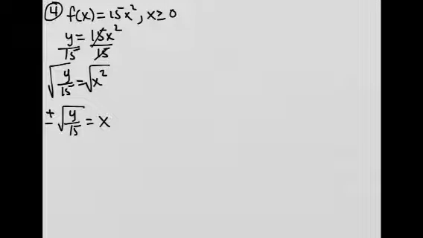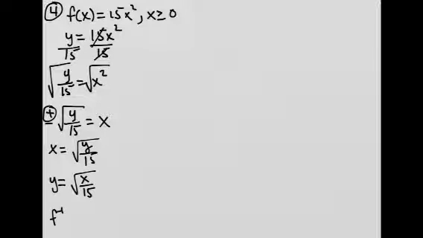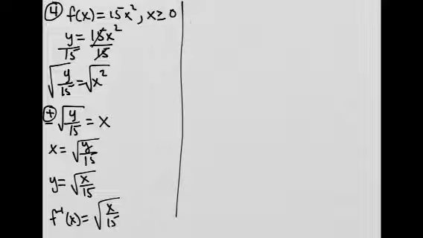Because I chose the positive domain, x greater than or equal to 0, I pick the positive root, so that's x equals the square root of y over 15. So switch the x and the y. And then just change it to function notation. Okay, so now we're going to confirm that our answer is right. We're going to check it out. So we're going to do f of f inverse of x.